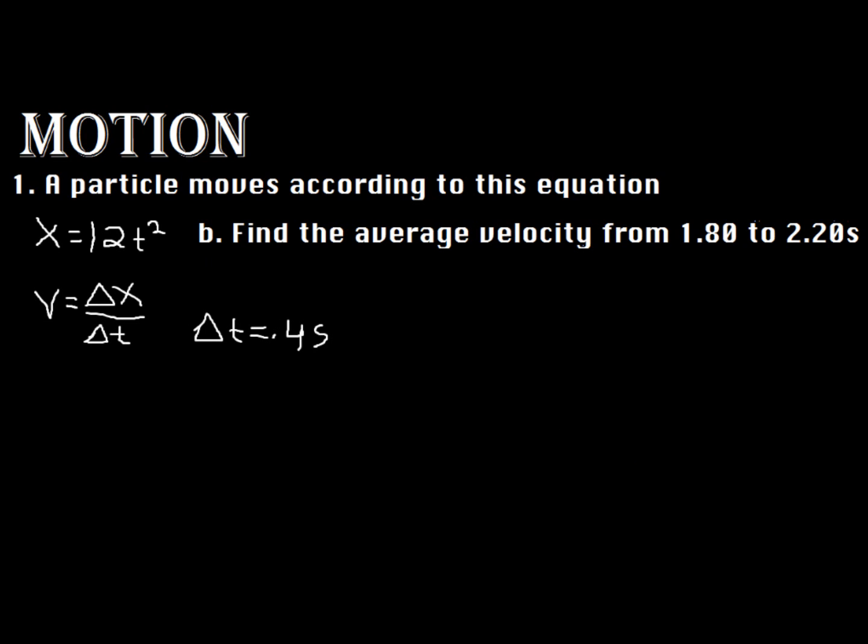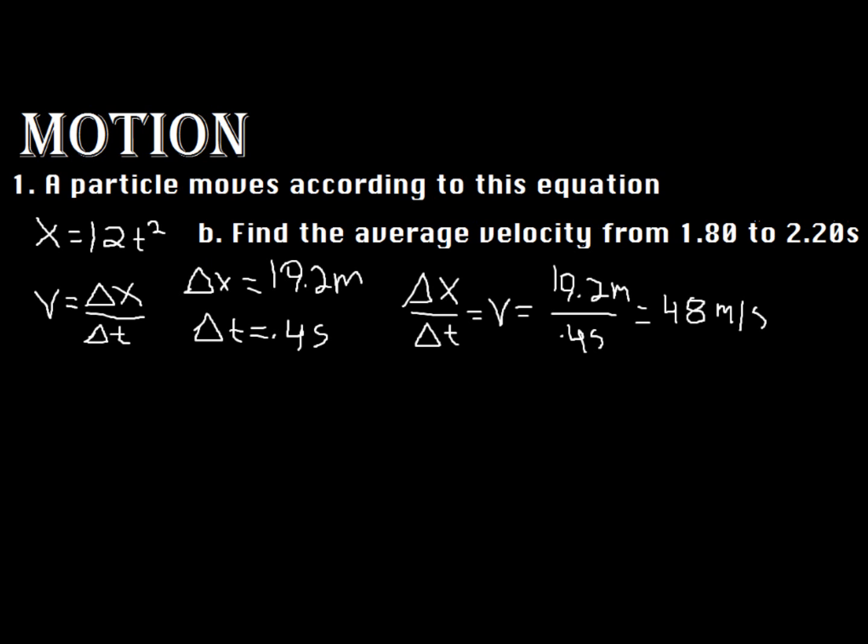B. Find the average velocity from the time interval 1.80 seconds to 2.20 seconds. The same logic applies here, but in this case we simply plug in different values and get an answer of 48 meters a second.